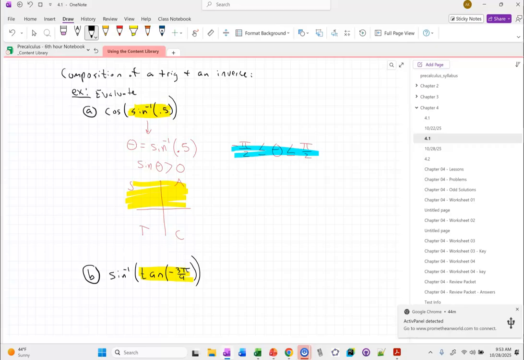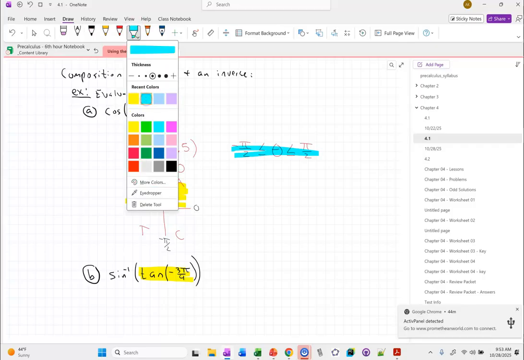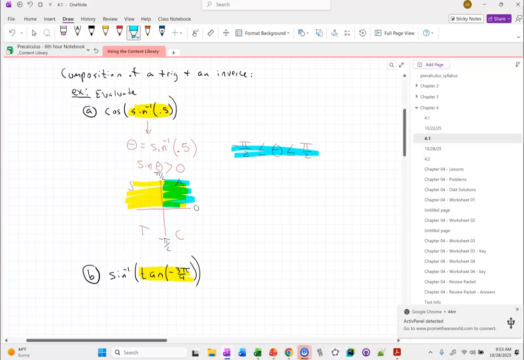Sine is positive because it's positive 0.5. Now notice that one end of my interval is negative and one end is positive, right? So starting at 0, we have to go clockwise down to negative pi over 2. And then starting at 0, we have to go counterclockwise up to positive pi over 2, which means that we covered quadrants 1 and 4. Everybody feels good there?